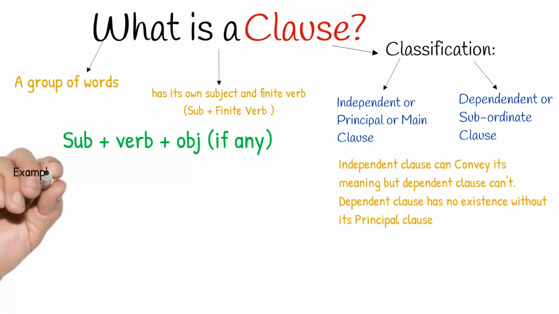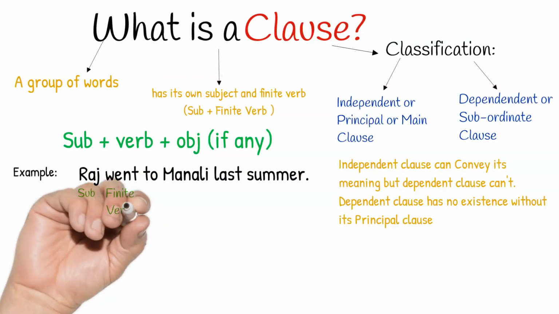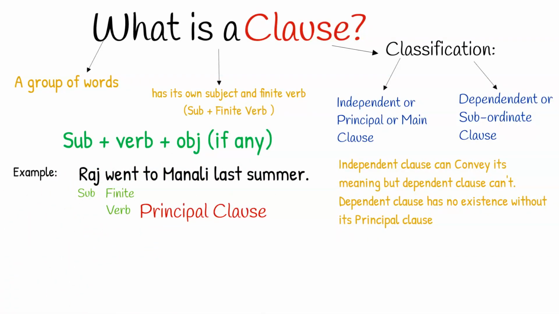Example: Raj went to Manali last summer. Here went is the finite verb and Raj is the subject of the finite verb. So there is a subject plus verb combination. Moreover, it is a group of words and it also conveys its meaning properly. So it is a clause. As it conveys its meaning properly, it is an independent or principal or main clause.